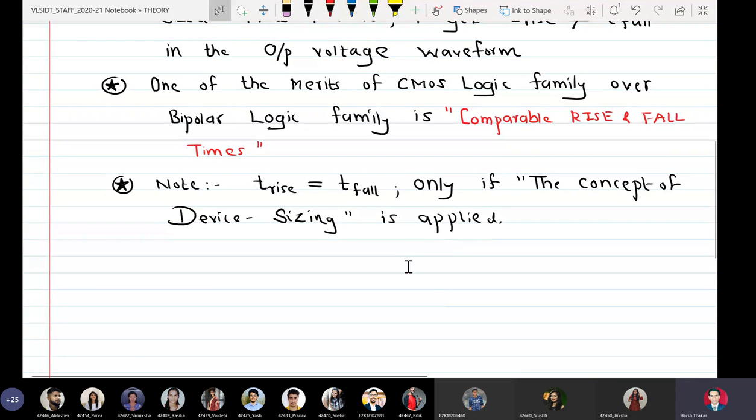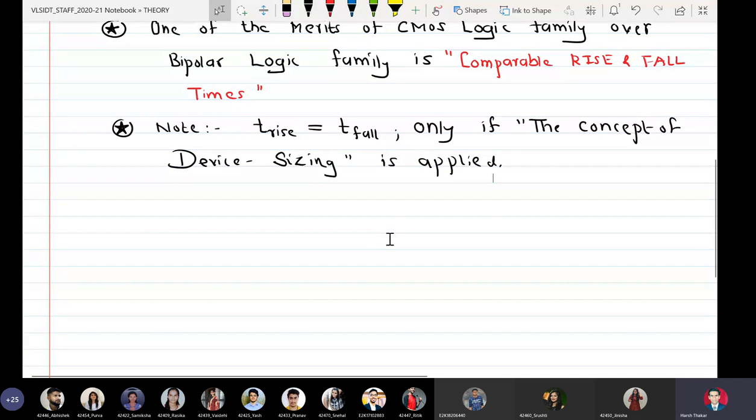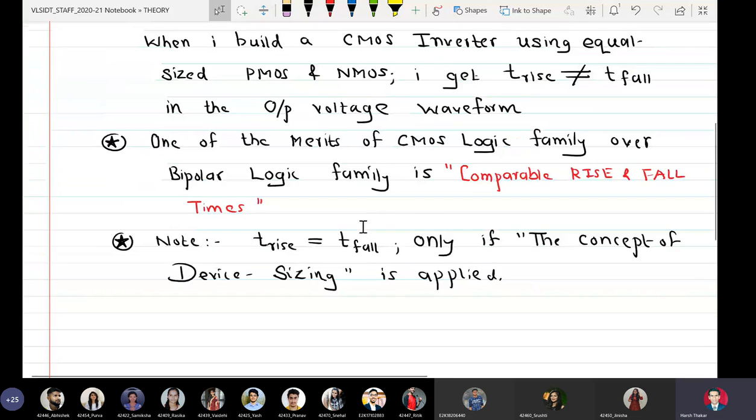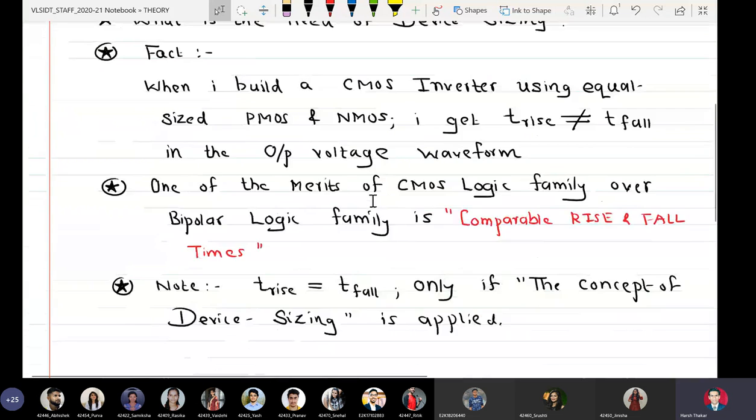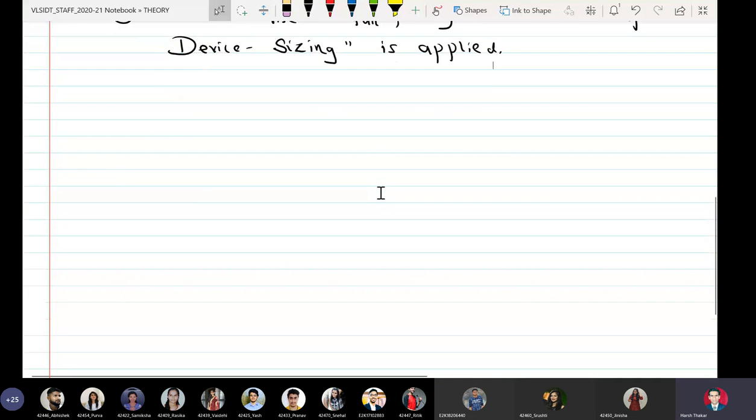Okay. So if a question is asked, is rise time equal to fall time in the CMOS logic family, the answer is both yes and no. The answer is no if we use equal size MOSFETs in the pull up and pull down network, and the answer is yes if we apply the concept of device sizing. That means we have to make the sizes of PMOS and NMOS unequal. So there will be mathematical analysis involved in this topic. That is why we have to frame certain terms. For that, first and foremost, we have to draw the transistor level schematic of a CMOS inverter.